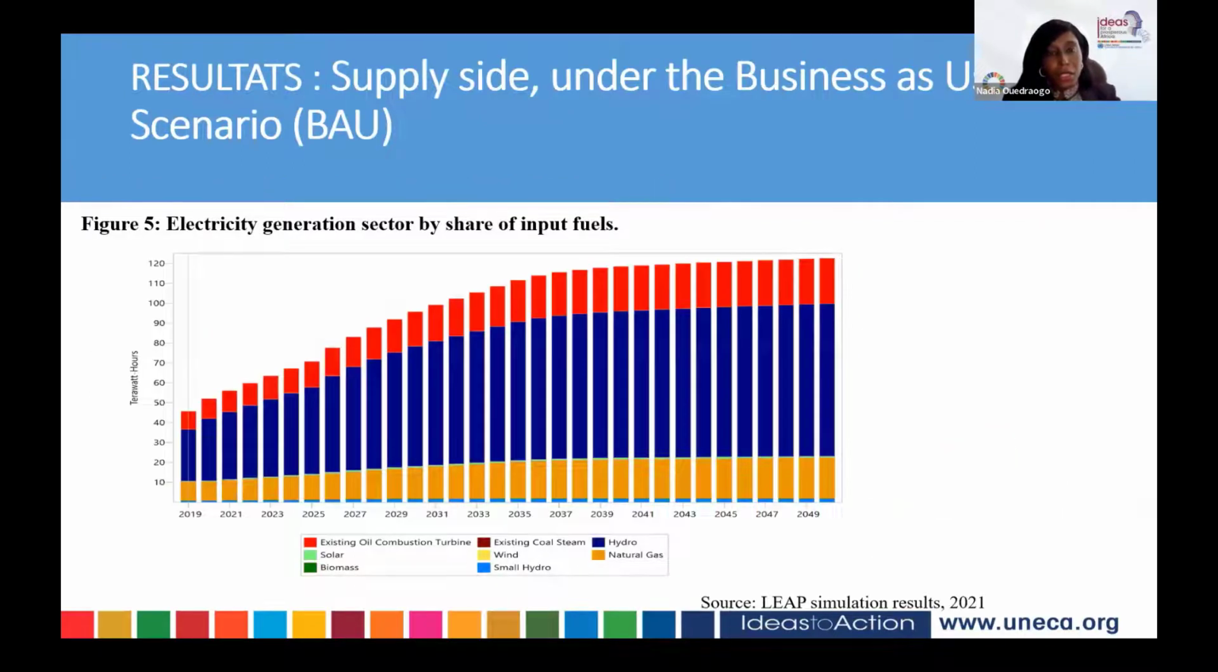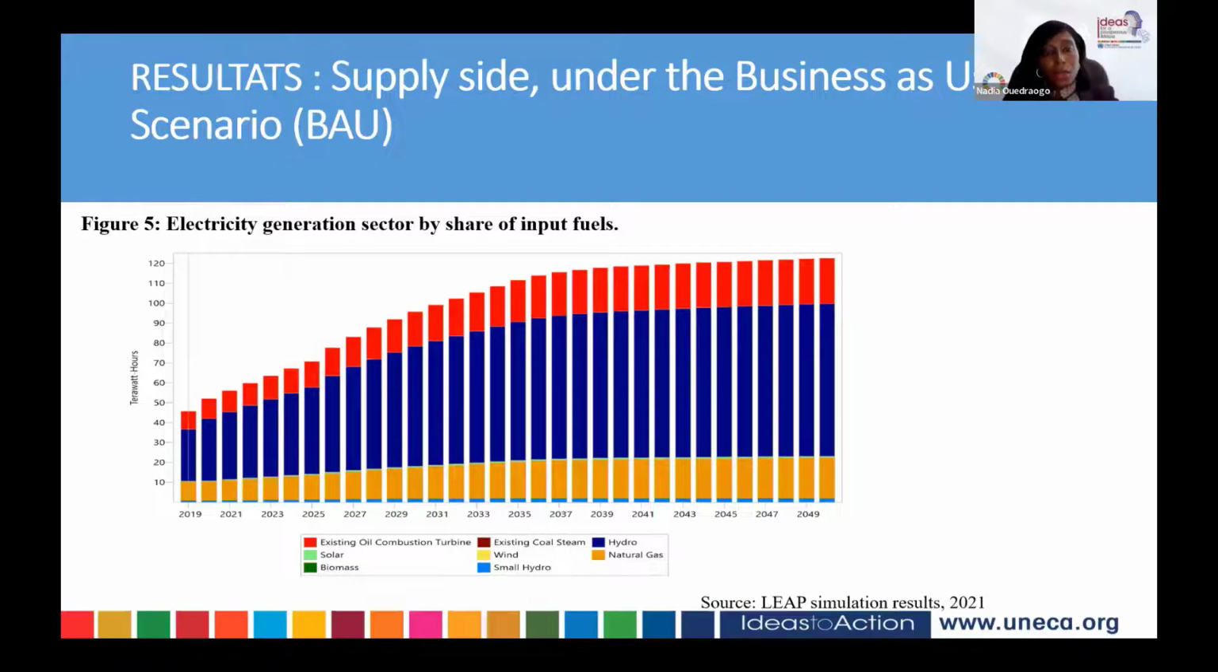And this can be justified, proved by this graph, which is the electricity generation sector, presented here by share of input fuels. We can see that the total electricity generation by 2050 will be about 120 something terawatt hours.